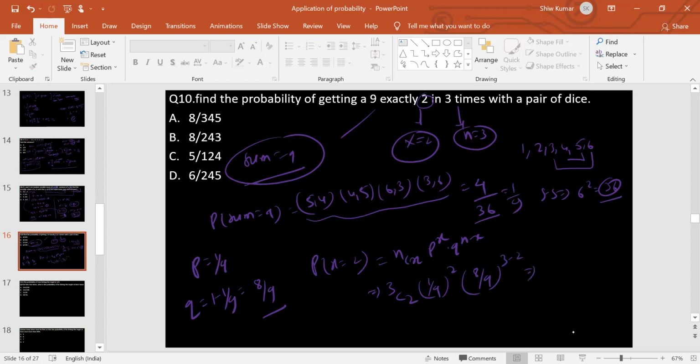3C2 value is 3 and 1 by 9 square and 8 by 9. You can write here 8 by 9 cube. And you simplify them. If you simplify, you will get here 8 by 240. Yani this is the probability of getting sum 9 at 2 times out of 3 times. Similarly, we have one more question based on that.